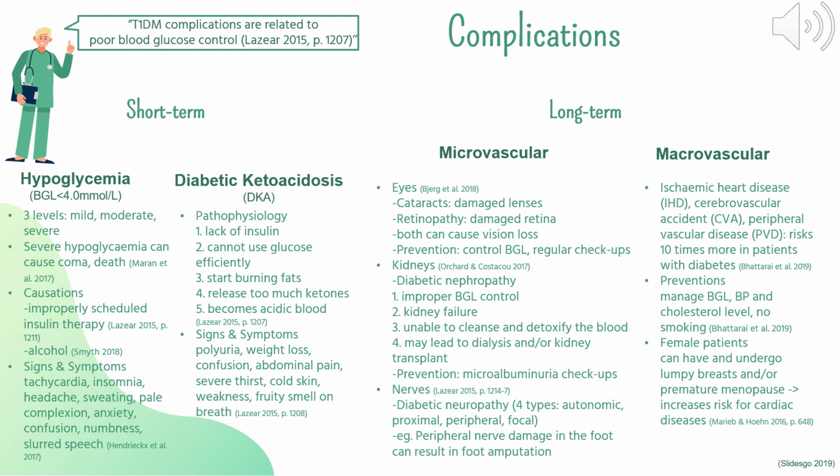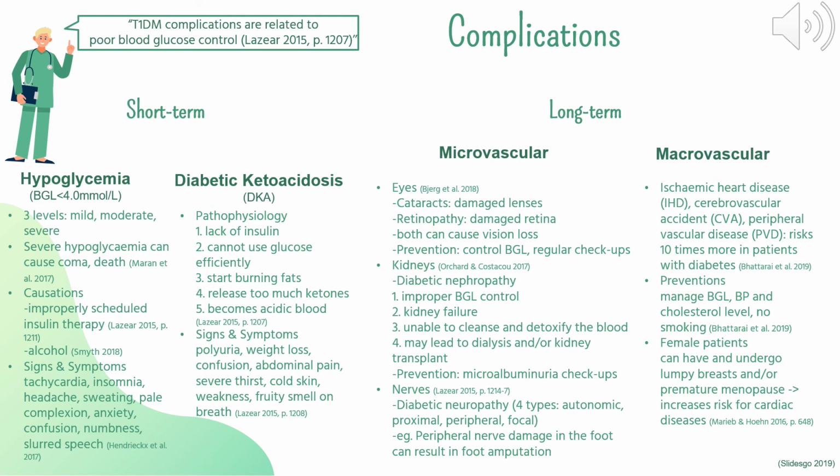Lastly, uncontrolled BGL can also damage the body's large or medium-sized blood vessels, and it may cause macrovascular complications. If the large blood vessel is damaged, it may cause a buildup, potentially leading to ischemic heart disease, cerebrovascular accident, or peripheral vascular disease. And patients with diabetes are at 10 times more risk than people without the disease. To prevent these complications, manage BGL, make heart-healthy choices such as not smoking, and control BP and cholesterol levels.